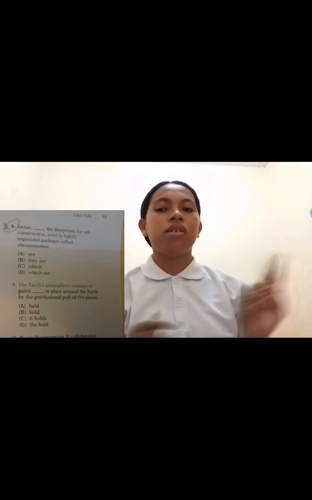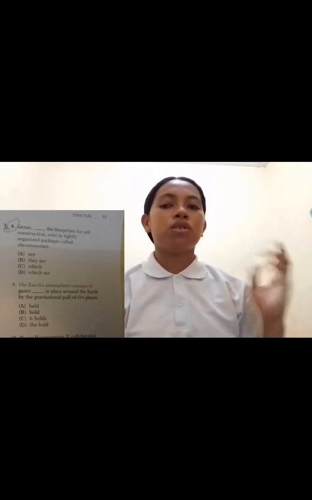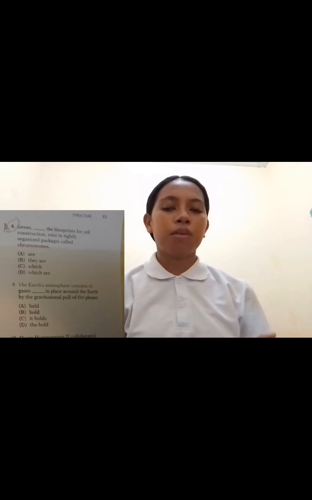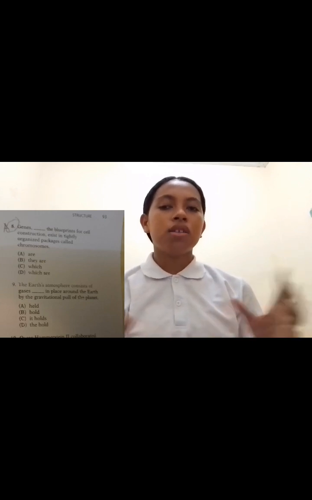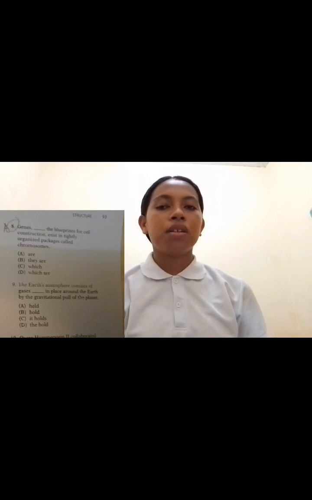The answer is option B, which, because which is used to introduce a non-restrictive clause that provides additional information about genes, not essentially part of the main sentence.